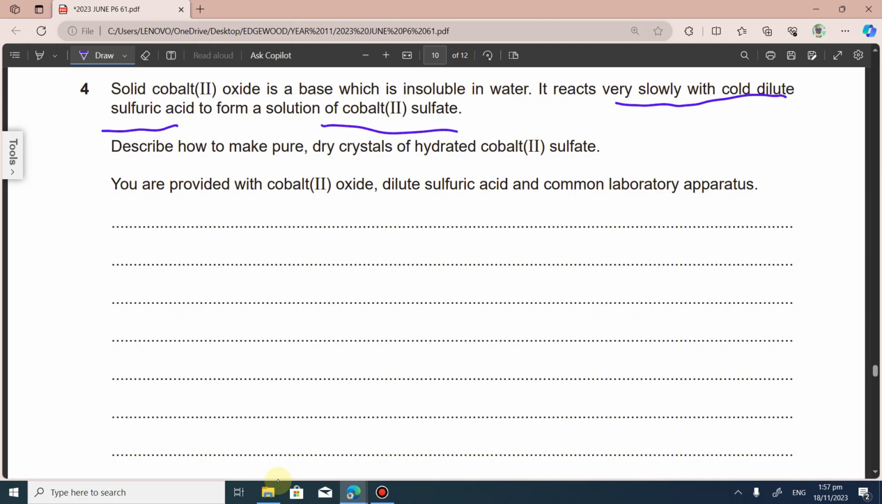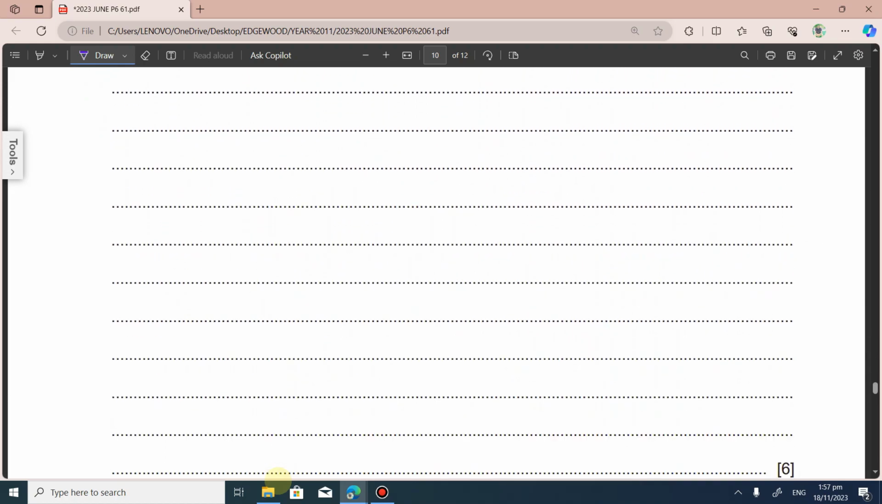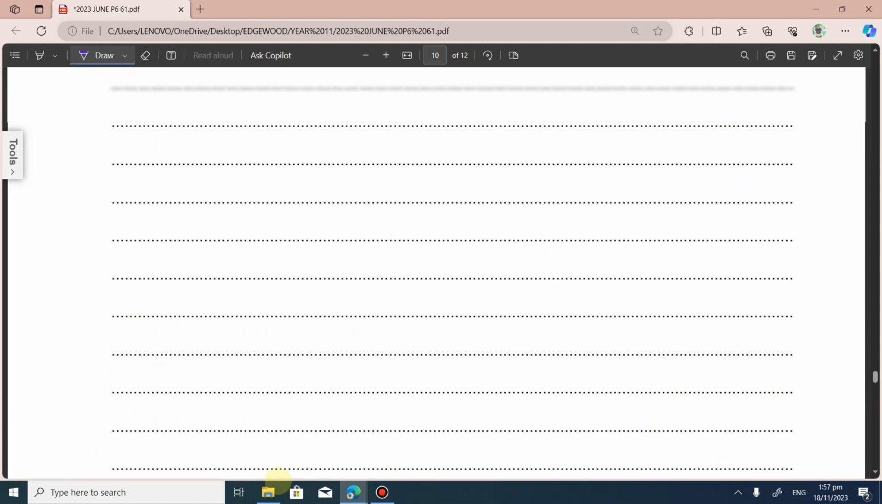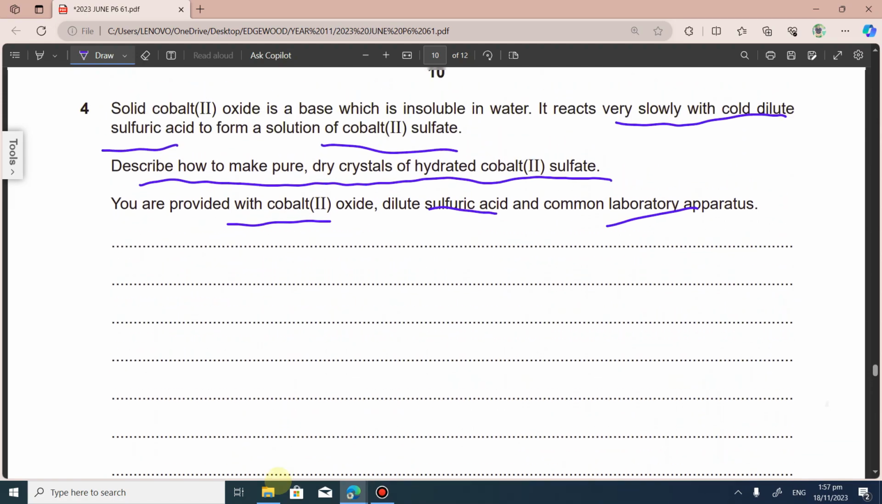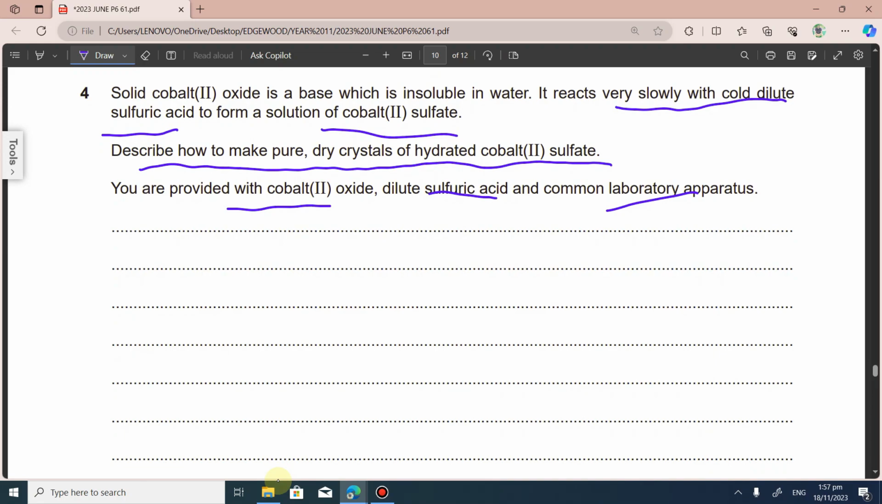All right. Describe how to make pure dry crystals of hydrated cobalt 2 sulfate. So, for it to become hydrated cobalt 2 sulfate, it's a soluble salt. Now, you are provided with cobalt 2 oxide, dilute nitric acid, and common laboratory apparatus. So, how many marks are here? 6 marks. So, we have to write 6 good points to get the full marks here. So remember that we are given cobalt 2 oxide, dilute sulfuric acid, and the common laboratory apparatus.